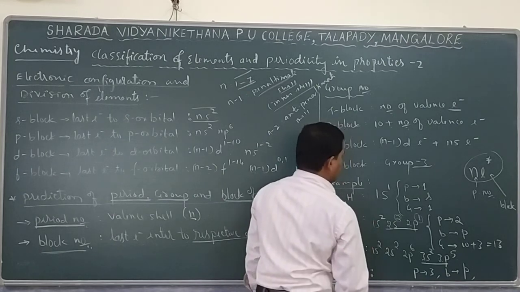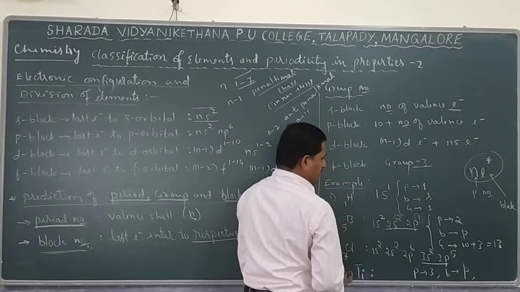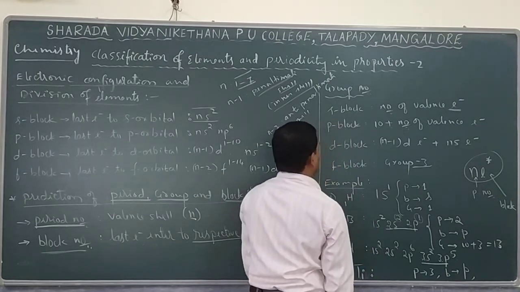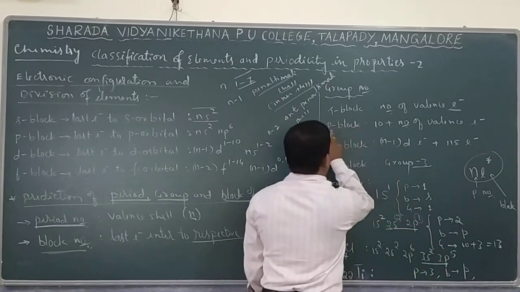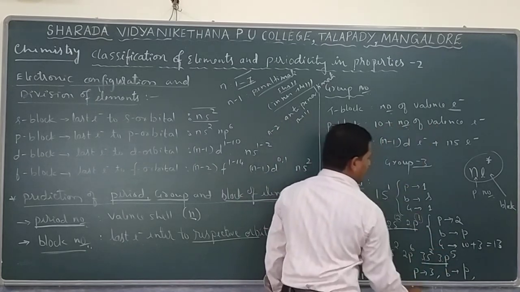And next goes the group number, in which group it belongs. Since it is a p block element, for the p block it is 10 plus the number of valence electrons.